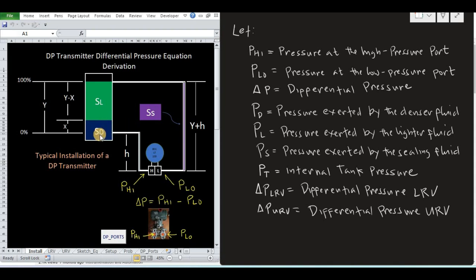The specific gravities of the denser and the lighter fluids are SD and SL respectively, and the sealing fluid is SS. As shown on this figure, the transmitter is installed at a vertical distance H below the high pressure tapping point, which means that it is also Y plus H below the low pressure tapping point. Okay, now that we have described the setup in detail, let's start deriving the differential pressure equation and then deduce from it the equations for calculating the lower range value LRV and the upper range value URV that establish the calibration range of a DP transmitter.